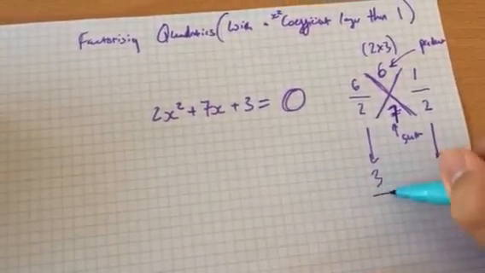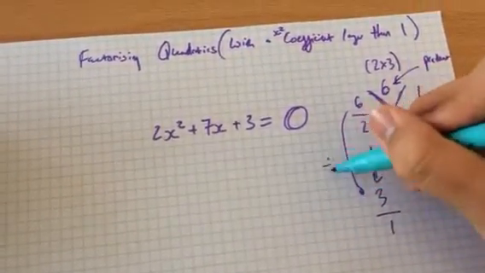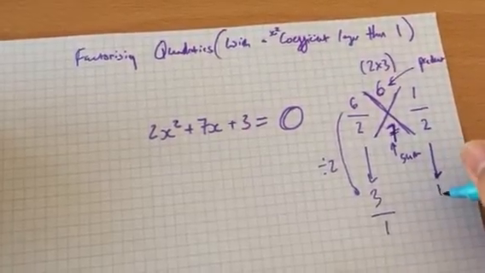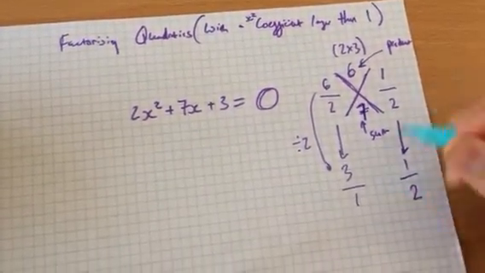So we have 3 over 1. That's 6 over 2, so we just divide by 2. And the 1 over 2 remains the same, as that is already in its simplest form. Now, here comes the tricky part.